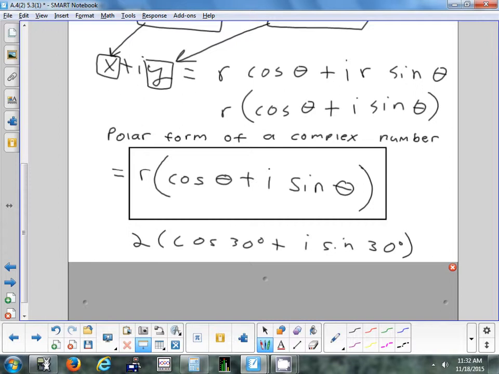If you were to take the cosine of 30 on your calculator and then multiply it by 2, what you'd be doing is changing it back to rectangular. And then if you took the sine of 30 and multiplied that by 2, you'd be changing it back to what you started with, which we're not doing. Okay, so that's what a final answer looks like. It's just an example.